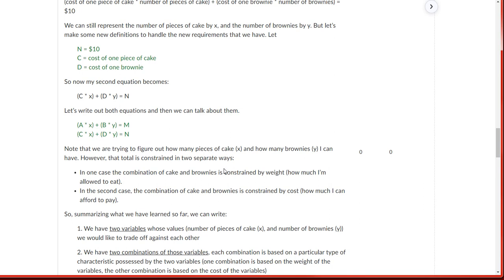The key piece to note over here is that the unknowns are something that you need to identify up front. What is it that you're trying to find out? I want to find out the number of pieces of cake and the number of brownies, right? It could be the number of oranges or number of apples, or it could be the weight of oil and the weight of gas. Identifying what it is that we're trying to find out is really key.